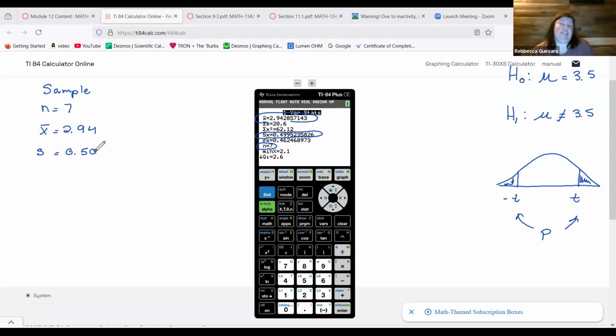What we're just trying to see is whether the sample is so far removed that it is not performing the same as the brand name, or is it close enough that it's probably performing like the brand name? So I need to find my test statistic. Remember, this is x-bar minus mu divided by s divided by the square root of n. So x-bar is going to be 2.94 minus my mean, which is 3.5, because that is what happens with the brand name, divided by a standard deviation of 0.5 divided by the square root of my sample size, which is 7.